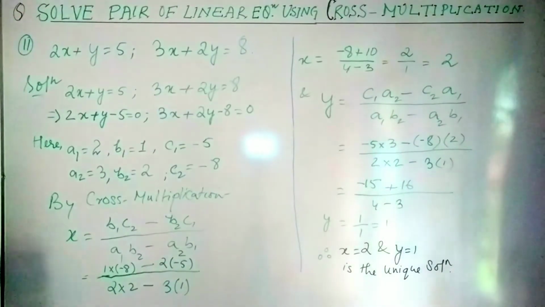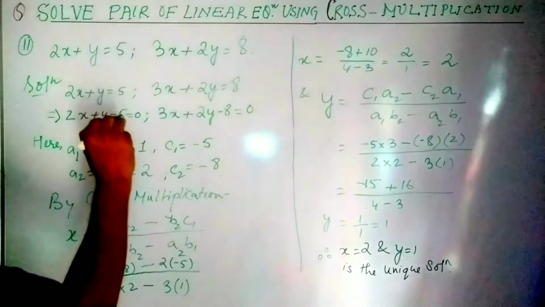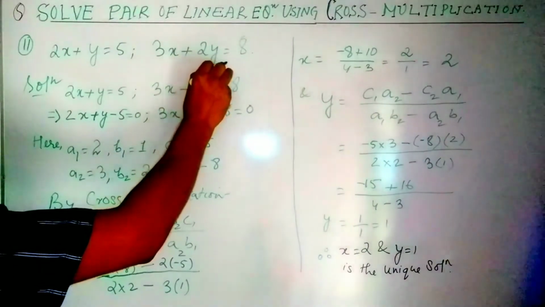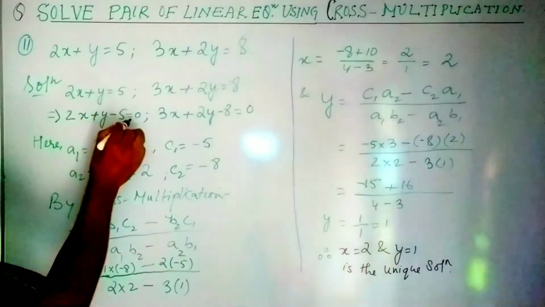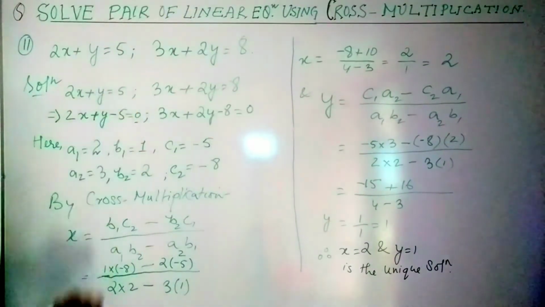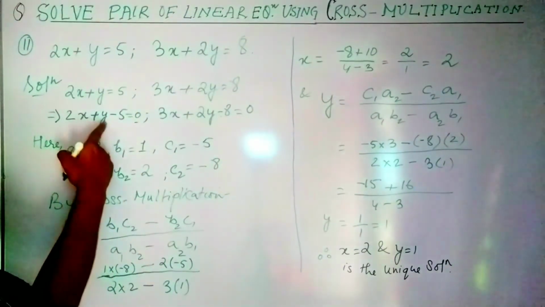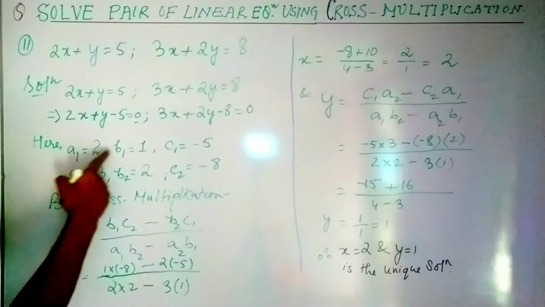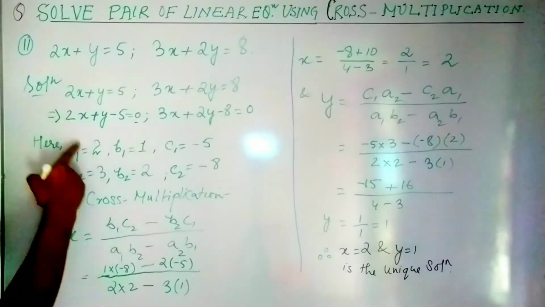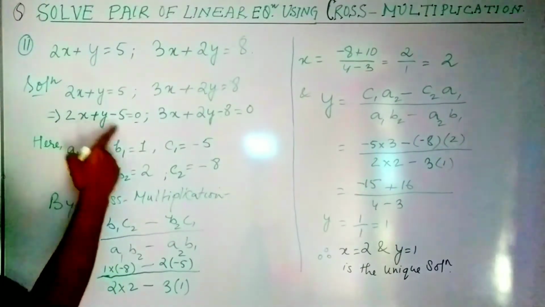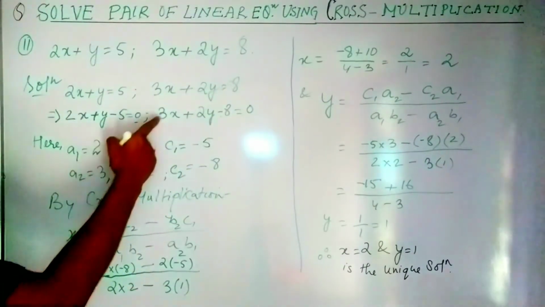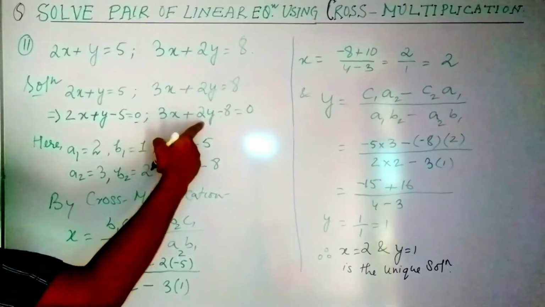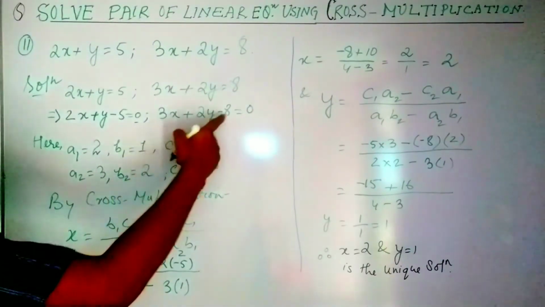Here we have another question: 2x plus y equal to 5, 3x plus 2y equal to 8. This equation we write and we make the right hand side always 0. Coefficients of x, y as a1, b1. a1 is here 2, b1 is here 1, and c1 is minus 5. a2 is 3, b2 is 2, c2 is minus 8.